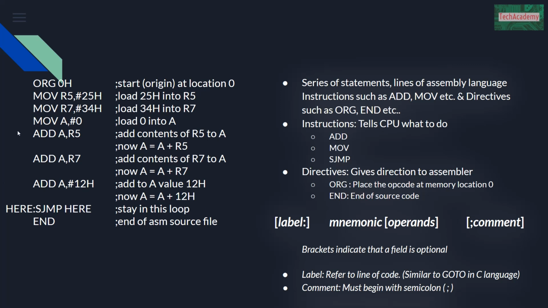Here we are not seeing any label, but at this place we are seeing the label, and that label must end with the colon. This is similar to the goto instruction which we write in C language, right? So sjump here, so here is the label with the colon, right?